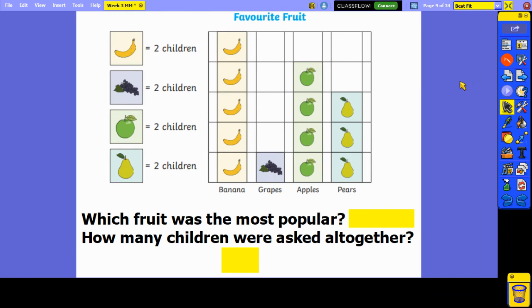You've just finished your unit on data and statistics, so I'm sure you can tell me, having a look at this pictogram, which fruit was the most popular and how many children were asked altogether. Now be careful, because on this pictogram, each picture has the value of two children. Pause the video to answer the questions.